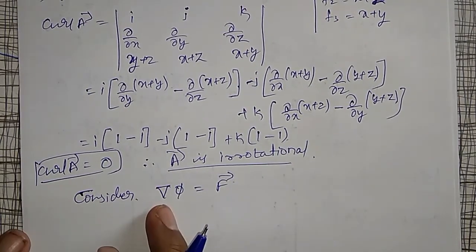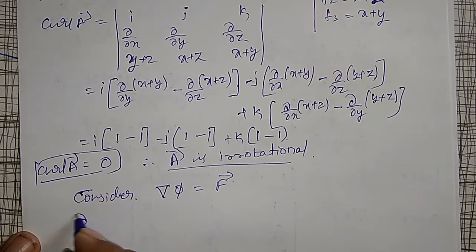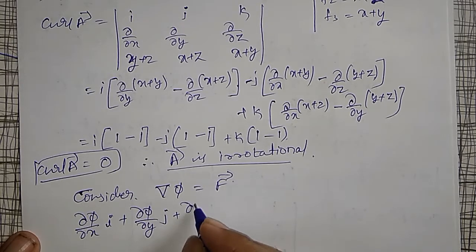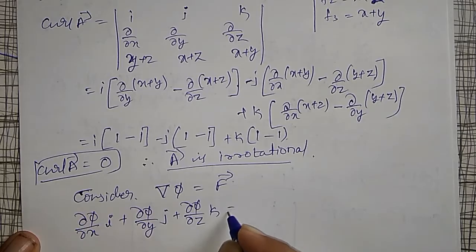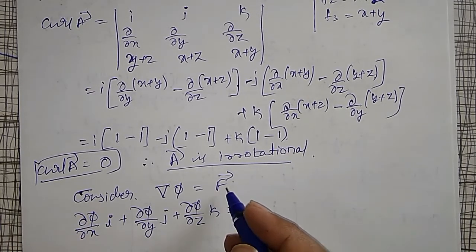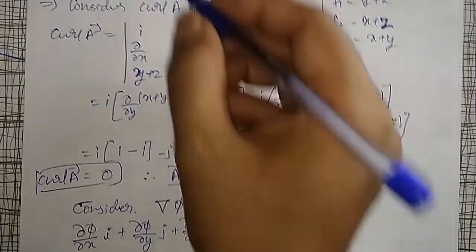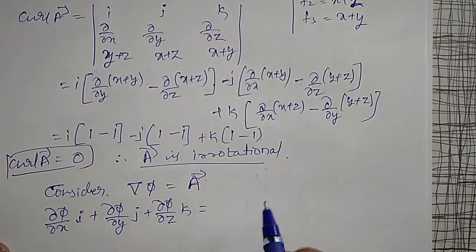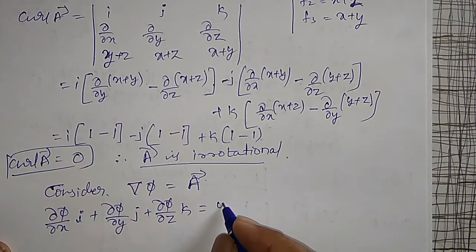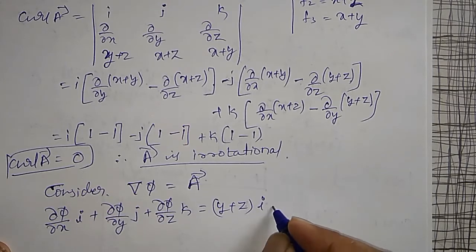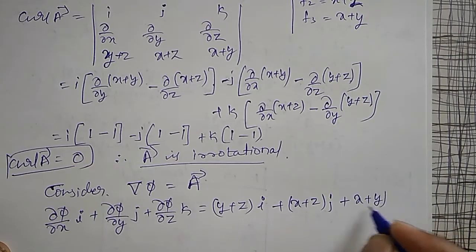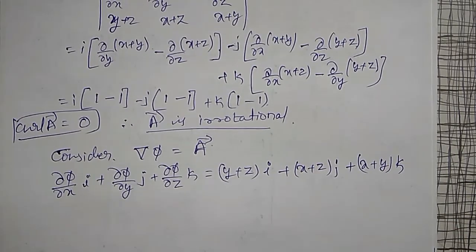Del phi we know how to define, that is nothing but grad phi, that is dou phi by dou x into i plus dou phi by dou y into j plus dou phi by dou z into k must be equal to vector f. Actually it is given as vector A here, so let me take it as vector A. That is nothing but (y plus z) into i plus (x plus z) into j plus (x plus y) into k.